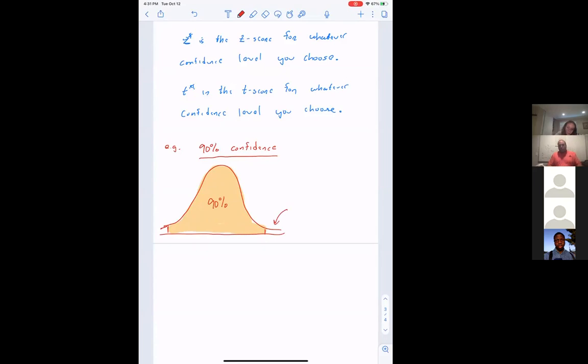How much data is in the right wing? What percent? 5%, right? So Z star is the number that cuts off 5% on the right side. So let's calculate that. Let's take out our TI-84s and let's do second vars normal CDF. Oh, sorry, try that again. Second vars inverse norm because we're looking for the Z.